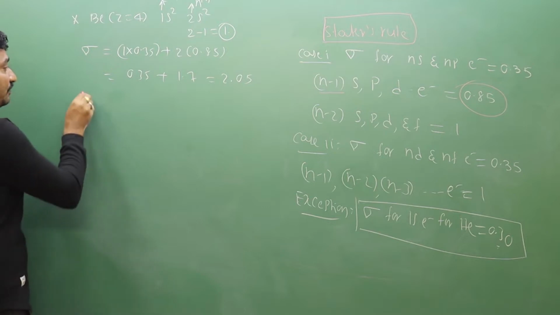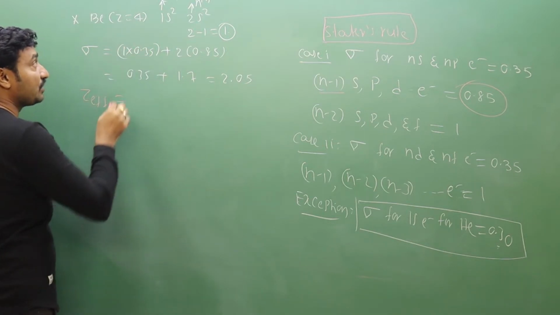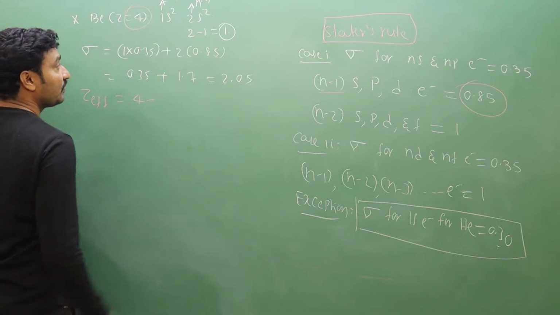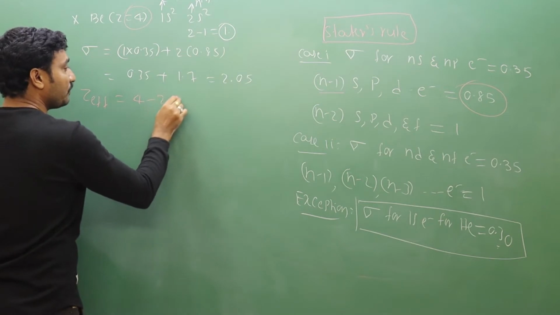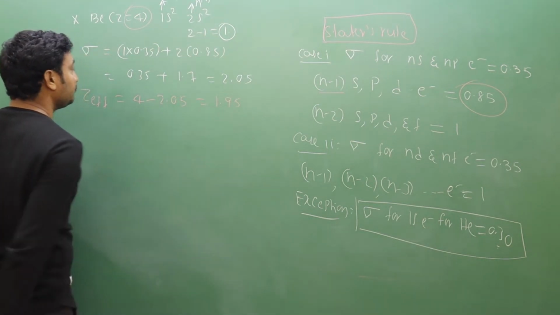Then Z effective is equal to actual nuclear charge, which is 4 protons, minus sigma 2.05. That is equal to 1.95 for beryllium.